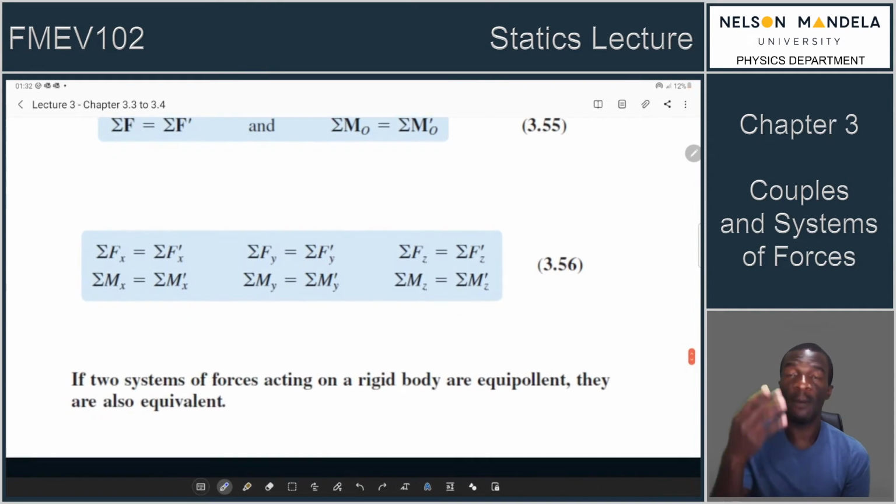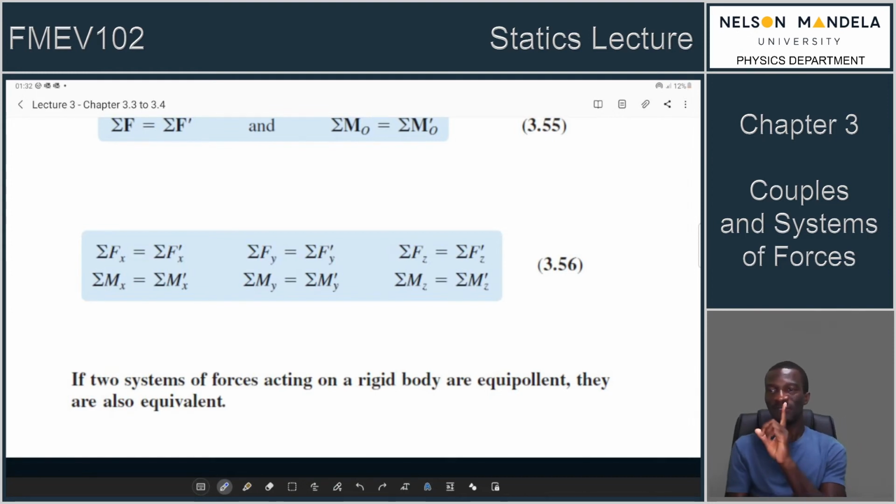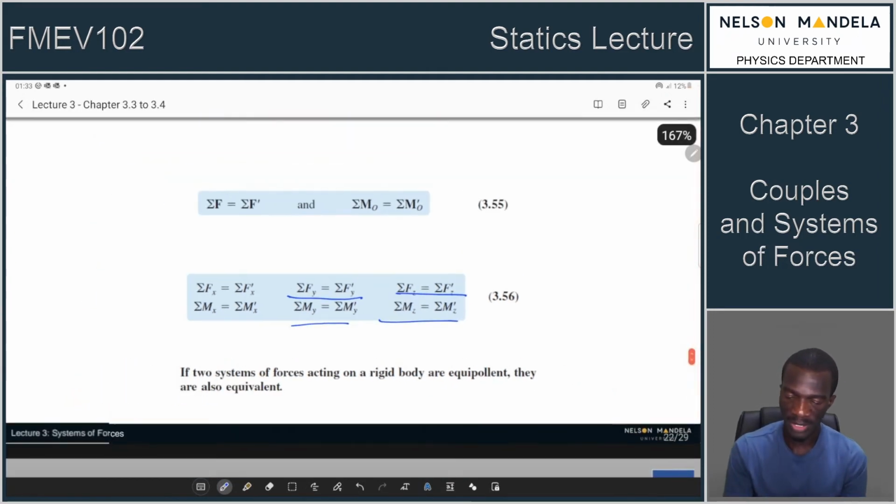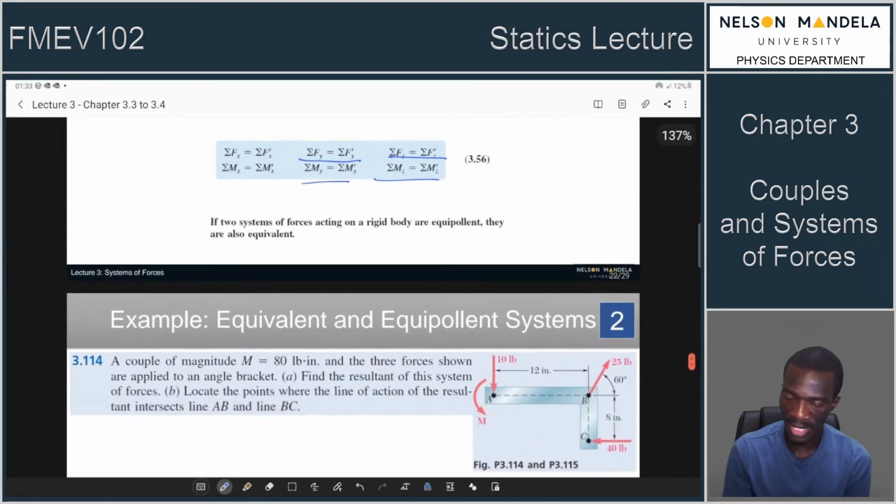When we look at the components, this is where the equivalent systems need to be separated. If two systems of forces acting on a rigid body are equipollent, they are also equivalent. They need to have the same value in terms of the components. So in the x, we should have the same value of the components for the forces, and the same value for the components for the moments. The same applies for the y and the z direction. So equivalent and equipollent systems are what are defined there.